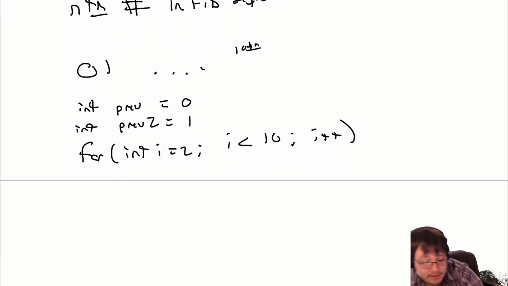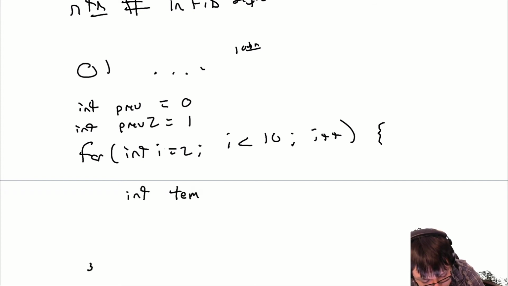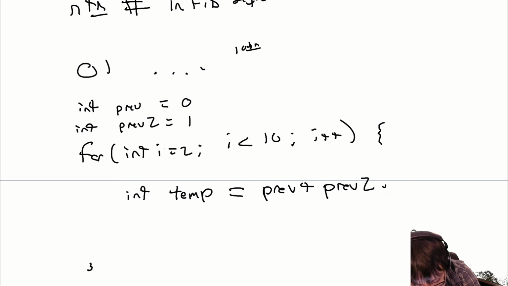So now to compute the next digit, which we'll call cur. Well, no, we can use the same variables here. So yeah, we'll store it into previous and we'll shift them down. So to compute that, let's make it temporary for now. So we'll say int temp is going to equal previous plus previous 2.